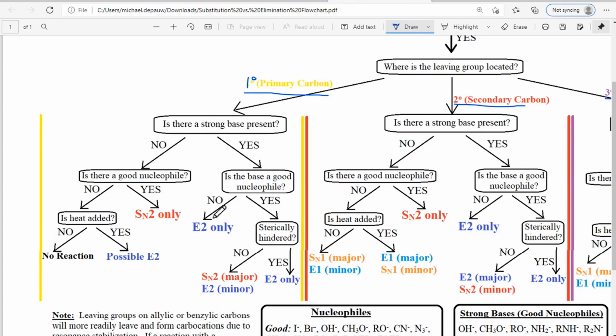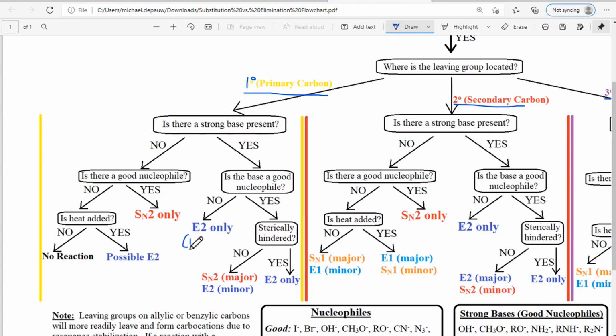If not, it's E2 only. So a base that would not be a good nucleophile would be something like NaH, DBU, or DBN. Those would all be pretty terrible nucleophiles, and therefore they're strong bases that are terrible nucleophiles. So that would give you E2 only. Okay. So if it's a strong base that's not a good nucleophile, E2 only for primary carbon.